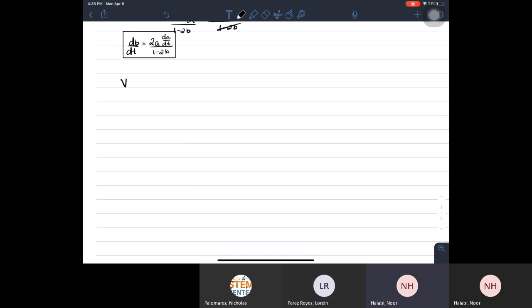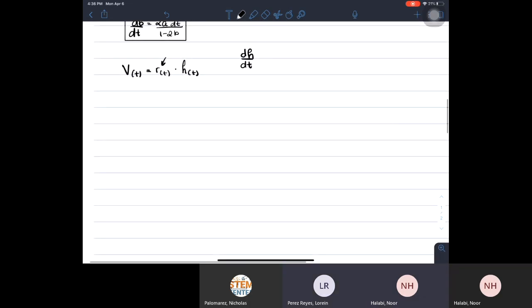V as a function of t is equal to r as a function of t times h as a function of t. Let's notice something right away. None of this is going to be differentiated directly because they're all functions of t, and what we're trying to find is actually dh over dt. So basically, what we can do is take the derivative of all of them.